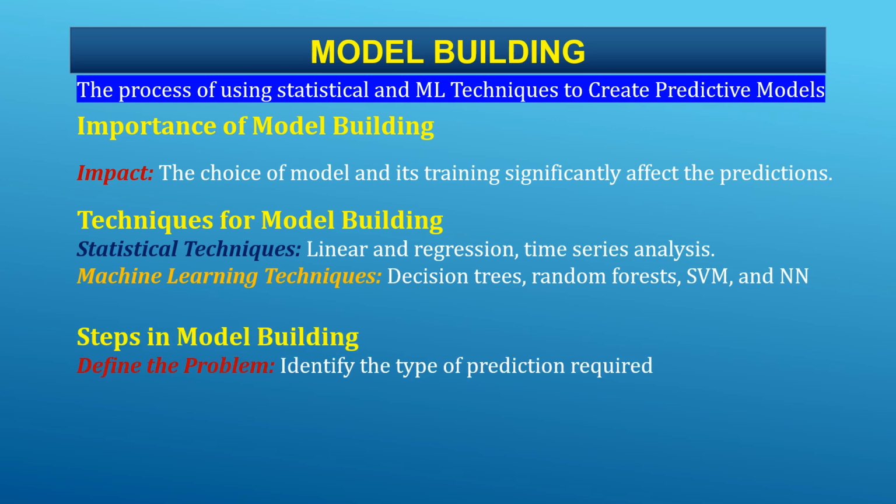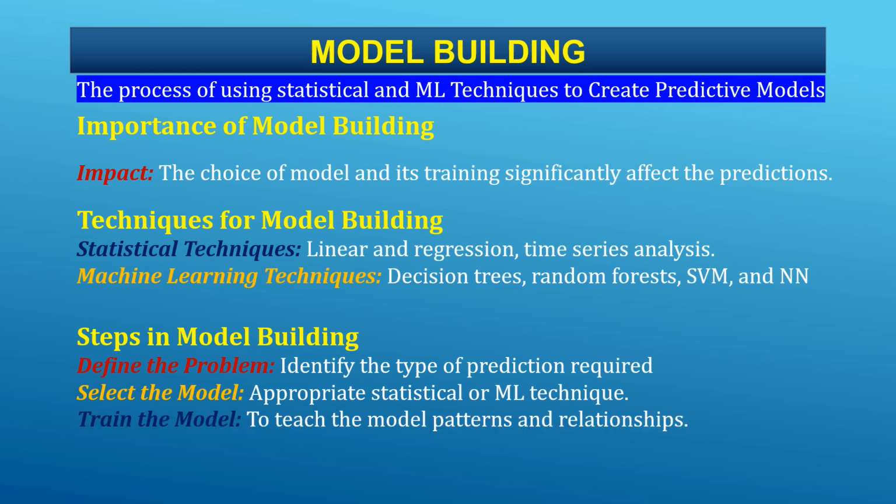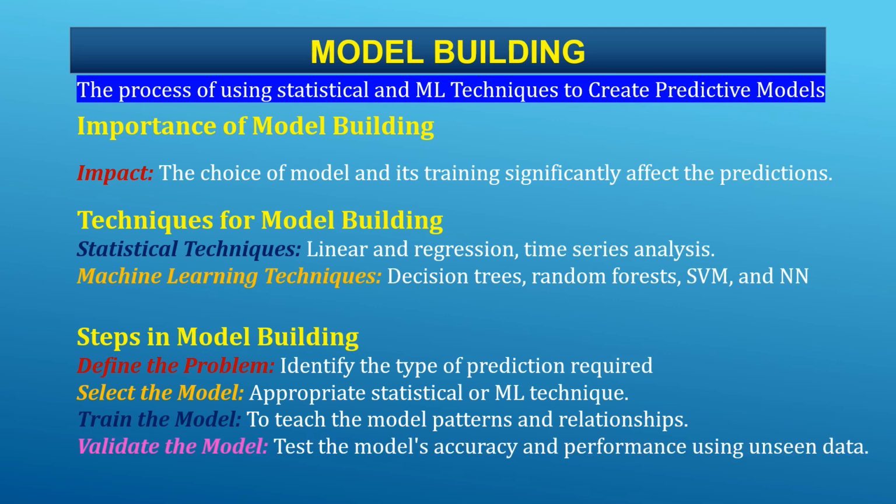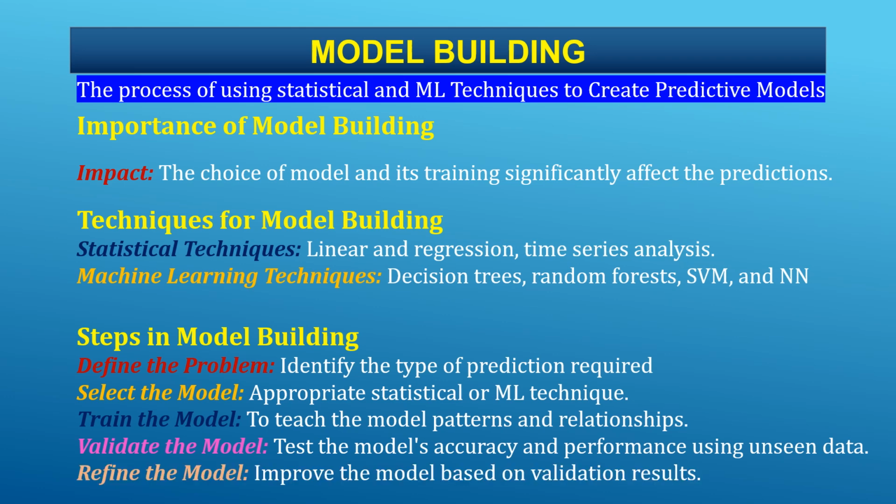Steps in model building: define the problem, identify the type of prediction required, regression or classification. Select the model: choose the appropriate statistical or machine learning technique. Train the model: use historical data to teach the model patterns and relationships. Validate the model: test the model's accuracy and performance using unseen data. Refine the model: improve the model based on validation results.